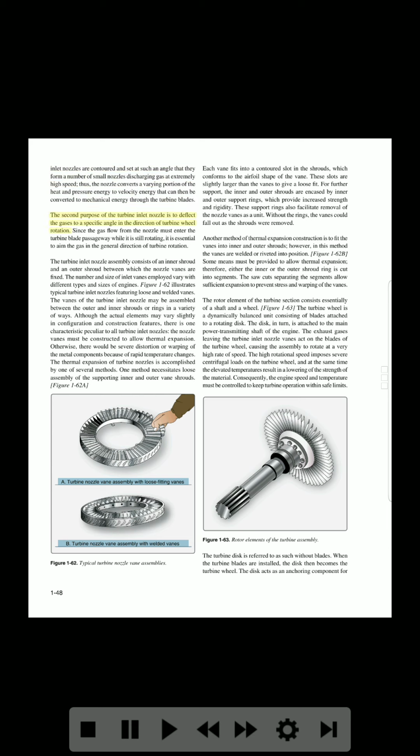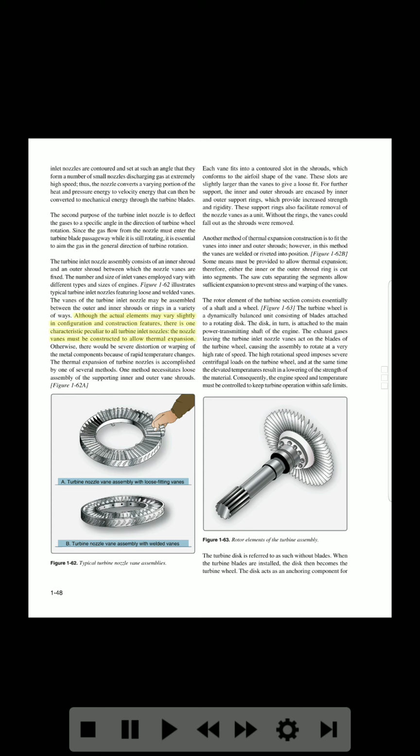The second purpose of the turbine inlet nozzle is to deflect the gases to a specific angle in the direction of turbine wheel rotation. Since the gas flow from the nozzle must enter the turbine blade passageway while it is still rotating, it is essential to aim the gas in the general direction of turbine rotation. The turbine inlet nozzle assembly consists of an inner shroud and an outer shroud between which the nozzle vanes are fixed. The number and size of inlet vanes employed vary with different types and sizes of engines. Figure 1-62 illustrates typical turbine inlet nozzles featuring loose and welded vanes. The vanes of the turbine inlet nozzle may be assembled between the outer and inner shrouds or rings in a variety of ways.